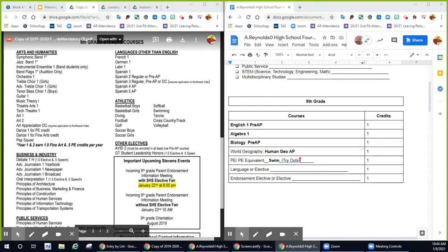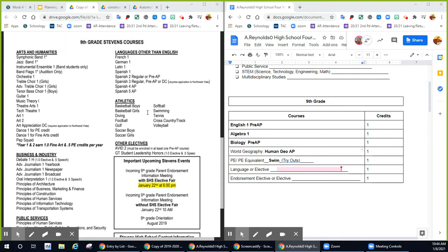So language, I'm actually pretty weak in Spanish, like I transferred in late. So I'm going to try and test. Because I know there's Spanish 1, but I think I might be able to test into Spanish 2.